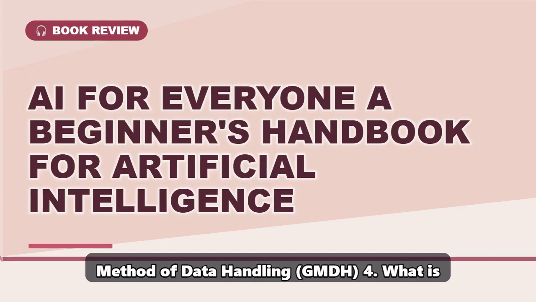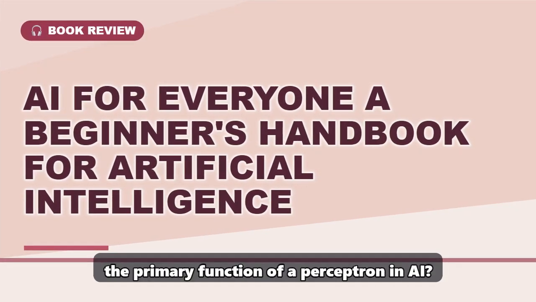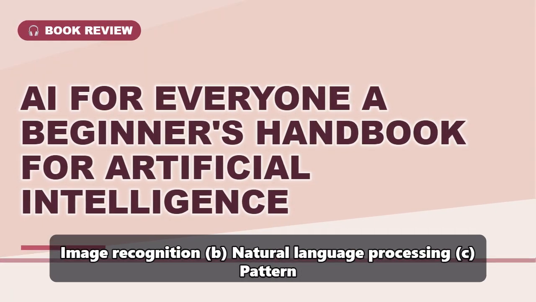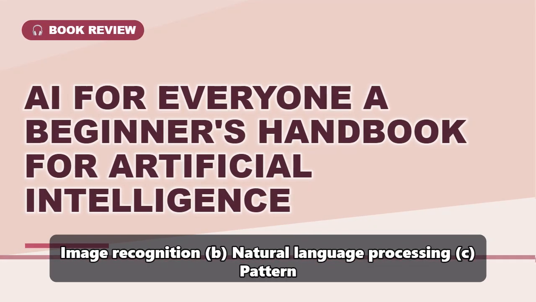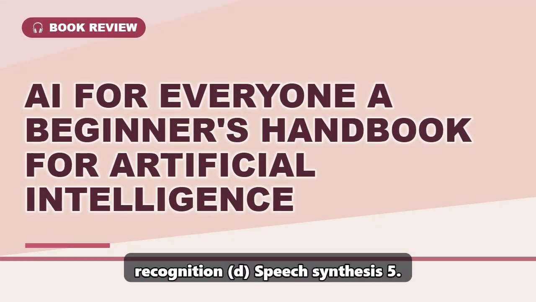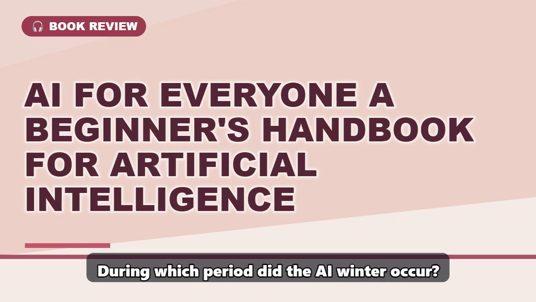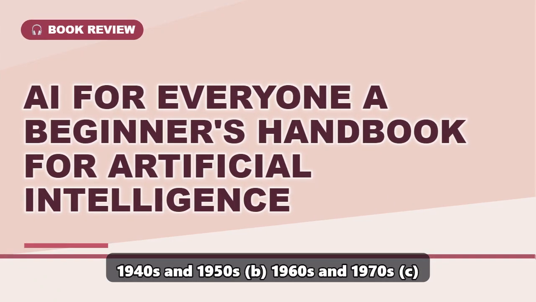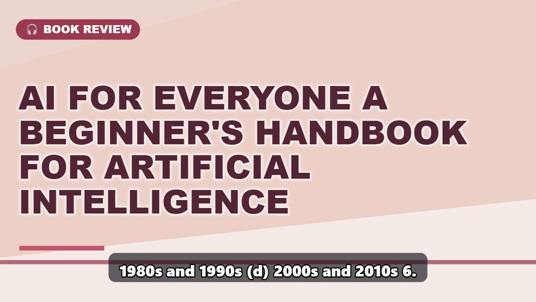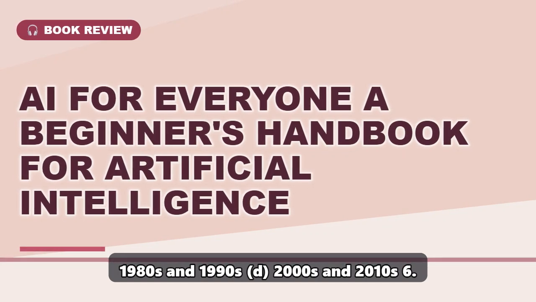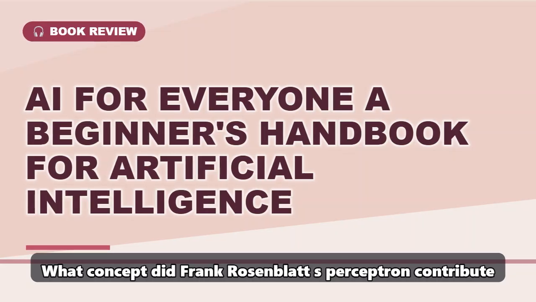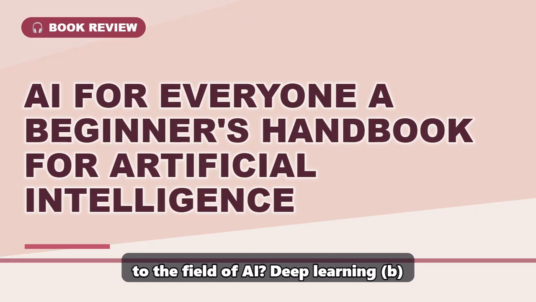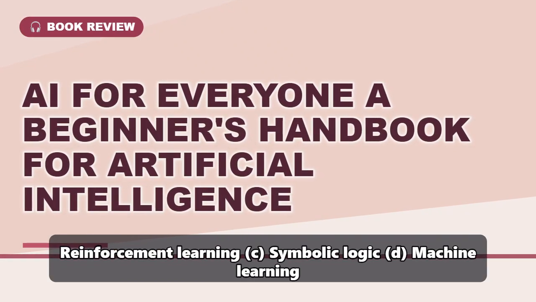4. What is the primary function of a perceptron in AI? A. Image recognition. B. Natural language processing. C. Pattern recognition. D. Speech synthesis. 5. During which period did the AI winter occur? A. 1940s and 1950s. B. 1960s and 1970s. C. 1980s and 1990s. D. 2000s and 2010s.